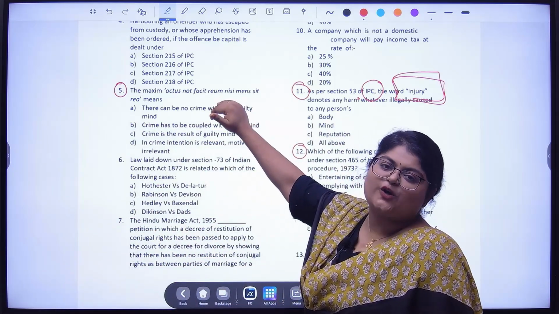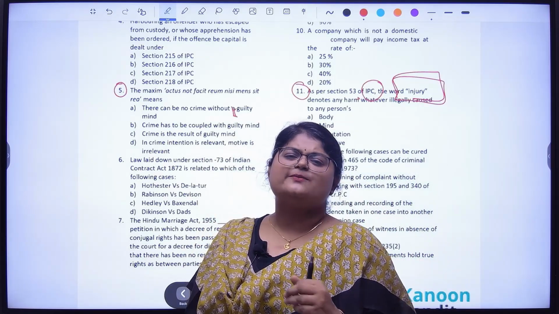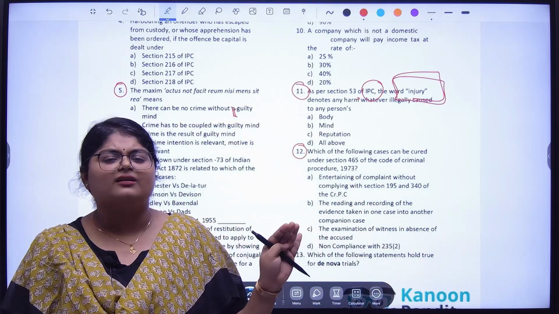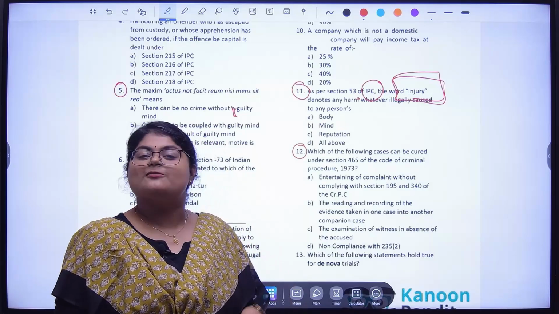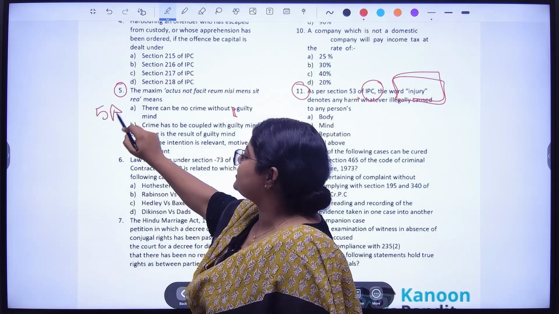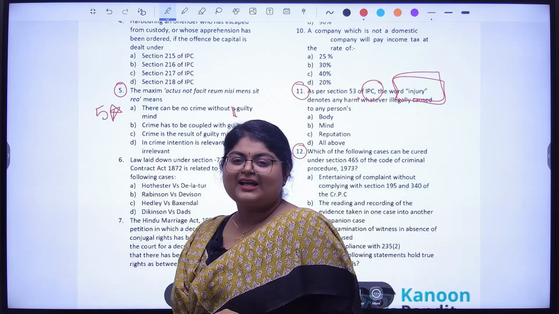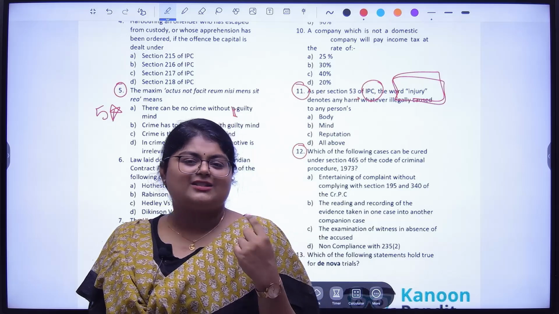Maxim: actus non facit reum nisi mens sit rea. This maxim question has been repeated almost every year. In AIBE 19 also it will be repeated. I'm going to put 5 stars. I will say this is a 5-star question. Why? Because there is that much high chance of repetition. The answer will not change.